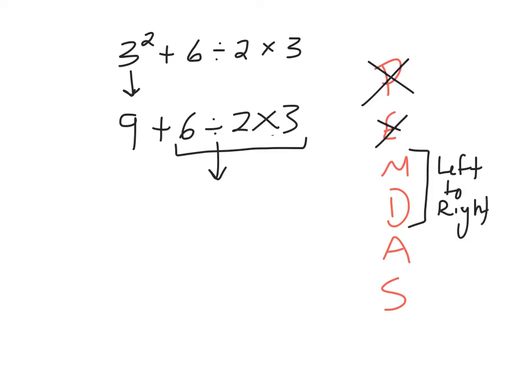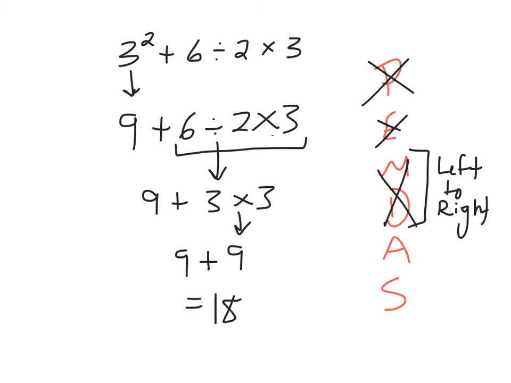So I'm taking on the multiplications and divisions. 6 divided by 2 is 3. I'm going to rewrite the problem. Now it's 9 plus 3 times 3. Multiply and divide, I still have multiply and divide, so that's my next step as well. That's 9. So now I'm done with all my multiplications and divisions from left to right, and I'd be left with 9 plus 9, or 18.